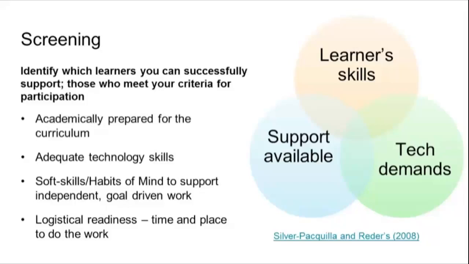So considerations here. What is the alignment of the learner's past knowledge with your proposed curriculum? Where there is good alignment, then you just need to worry about tech skills maybe. You could also do an assessment of non-academic competencies to see if they have really good soft skills or the habits of mind to support independent, goal-driven work. You could also think about a way to assess their problem-solving skills.